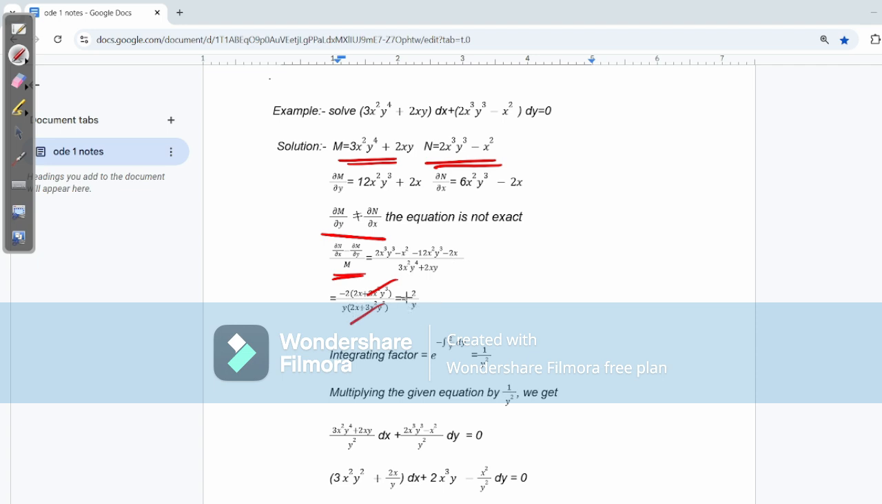Now when you calculate, take this common, and this value becomes minus 2 by y. When you integrate this, e power minus integral 2 by y dy, this value becomes e power minus 2 log y. Then when you take e power log 1 by y square, e and log get cancelled out and the value becomes 1 by y square.